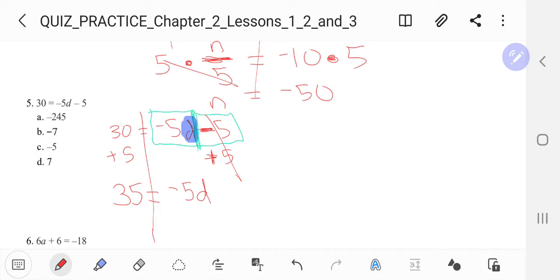Now we have to isolate the variable a little bit further. We notice that the coefficient multiplied by the variable is -5, so we divide by -5. D equals -7.